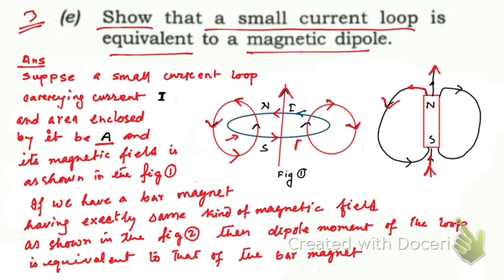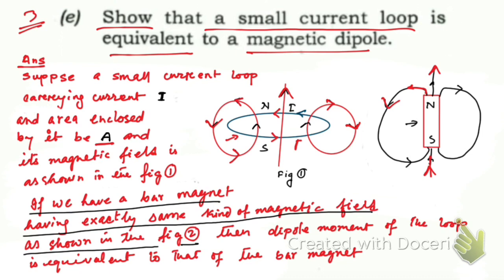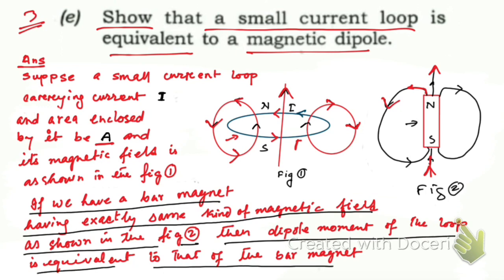So its magnetic dipole will be equivalent to the magnetic dipole of a bar magnet whose magnetic field is identical to this, right? So that's how we can calculate. Now you see, as I have written, if we have a bar magnet having exactly the same kind of magnetic field as shown in figure 2, right? Figure 2. Then the dipole moment of the loop is equivalent to that of the bar magnet. That means the magnetic dipole of this bar magnet.